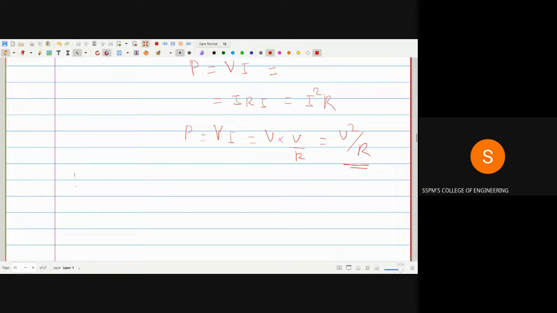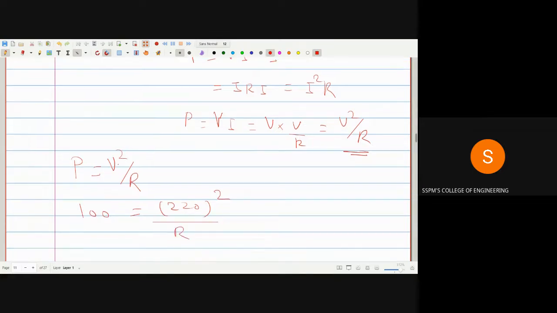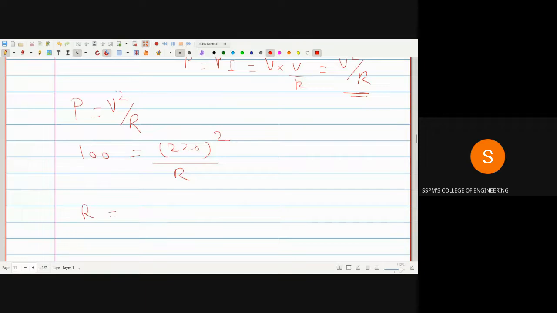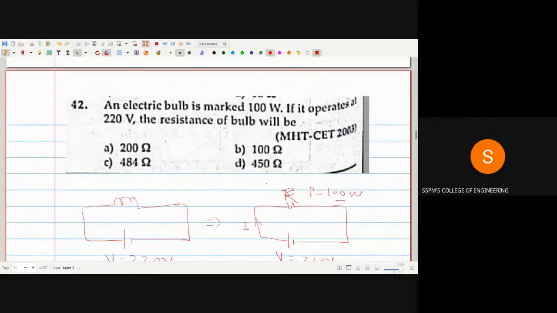P is 100. P is equal to V square by R. So P is 100 is equal to 220 square divided by R. So what is R? R is equal to 220 into 220 divided by 100. And it is equal to 220 into 220. Sorry, 220 not 22 into 22. 22 into 22 येणार. तो आर काय येणार बघायचं.